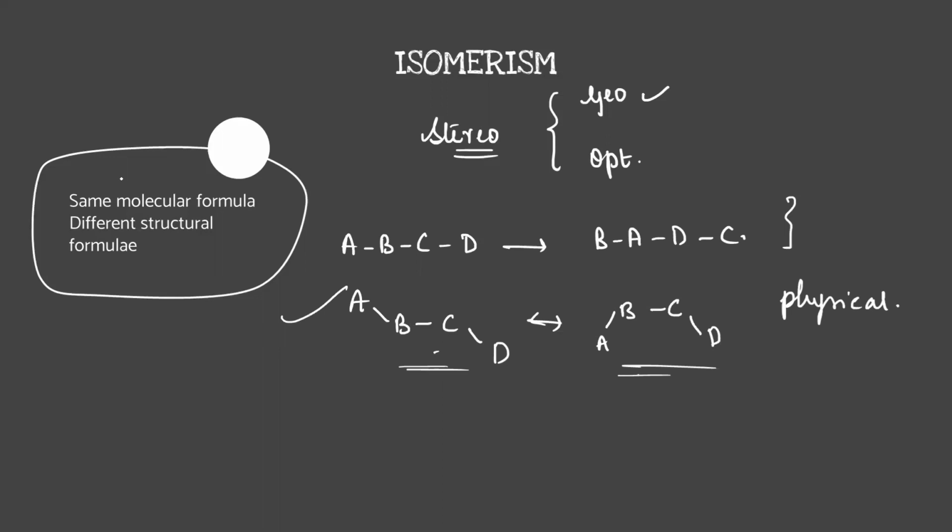Recapping, what is isomerism? Isomerism is the compounds having the same molecular formula, but different structural formula. So here also the molecular formula would be the same. That's why they are called isomers. But their spatial arrangement would be different. So what is geometrical isomerism? Before getting into geometrical isomerism, let's see what is causing it. The reason why geometrical isomerism occurs is restricted rotation.